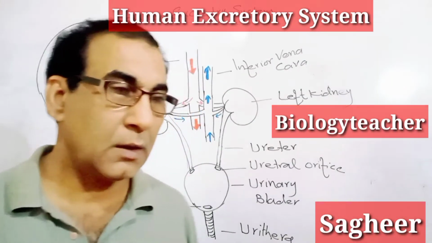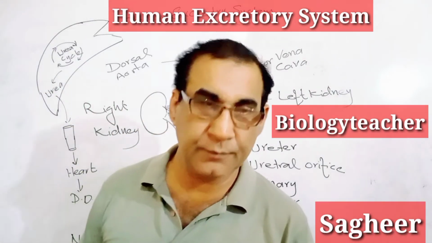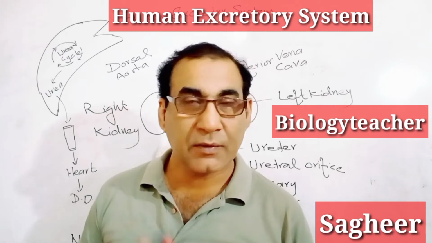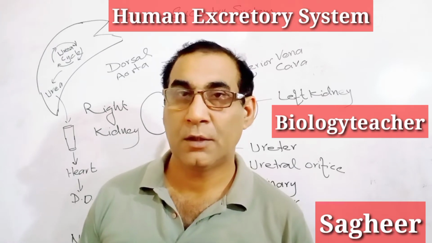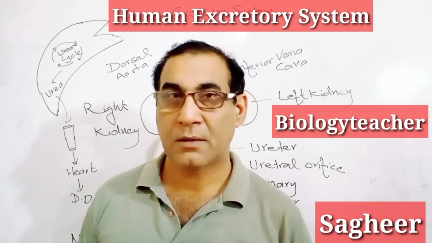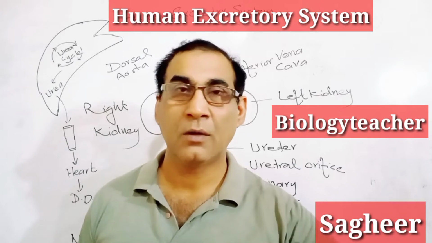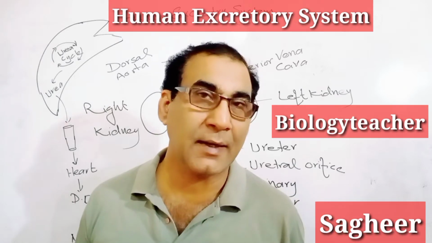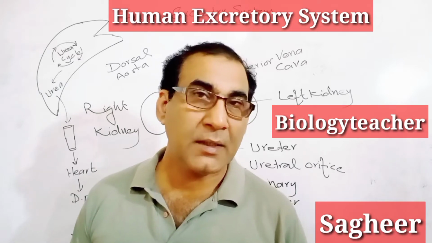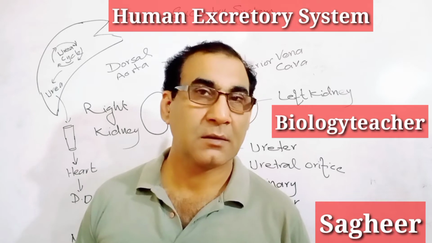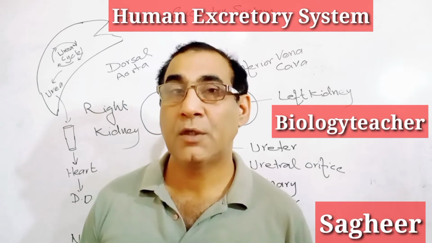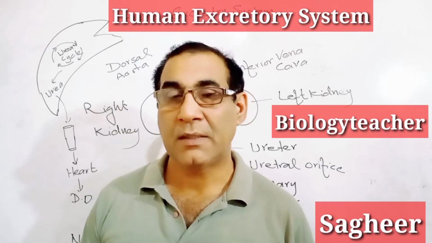First of all, we should know which are the animals which excrete urea. Yet there are the others which excrete uric acid, and on the other side there are some animals which excrete ammonia. Ammonia is the most toxic nitrogenous waste, and the less toxic is urea, and least toxic is uric acid.